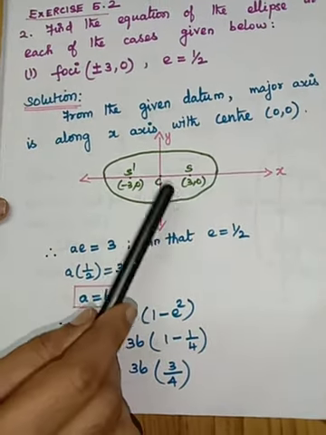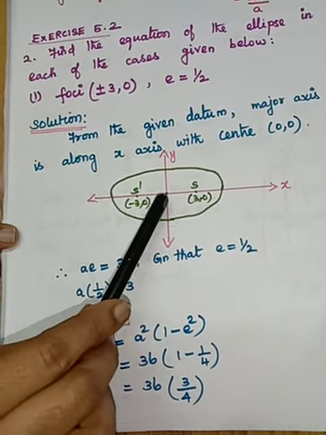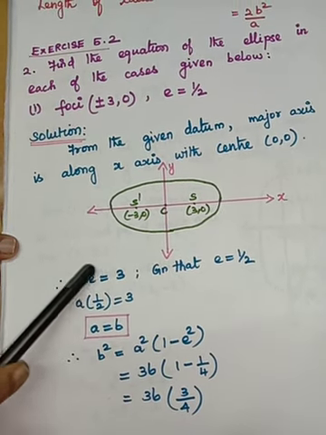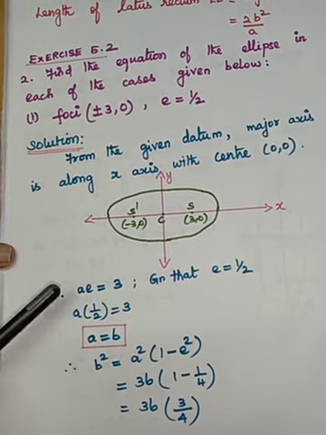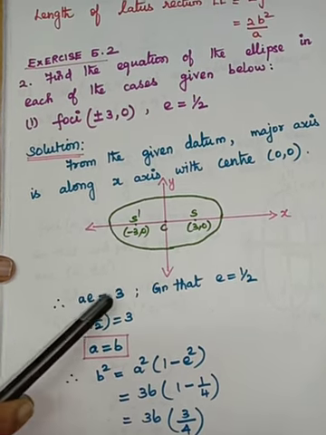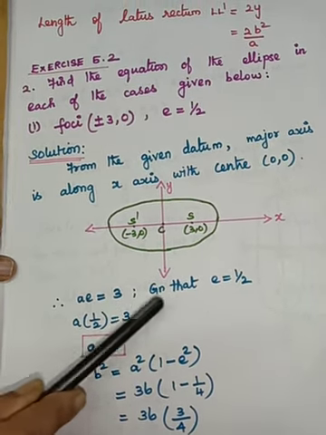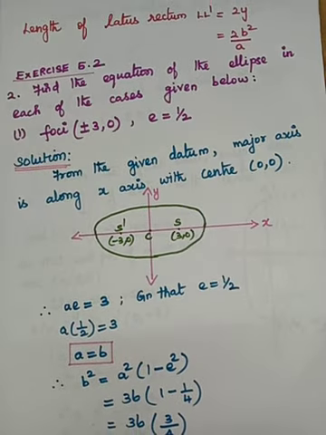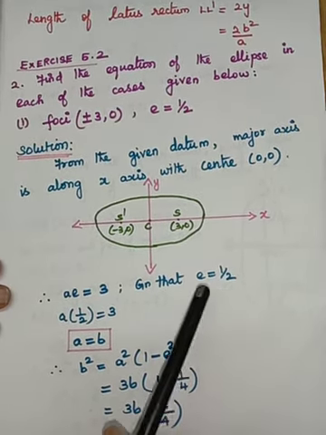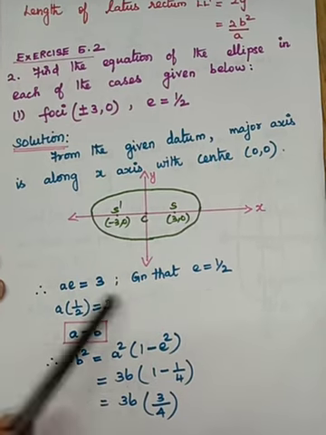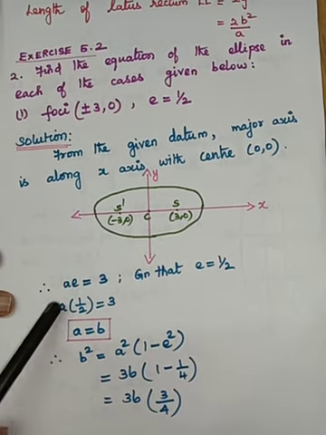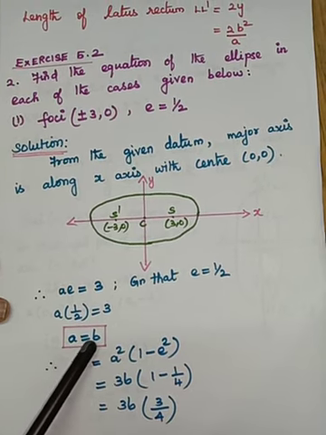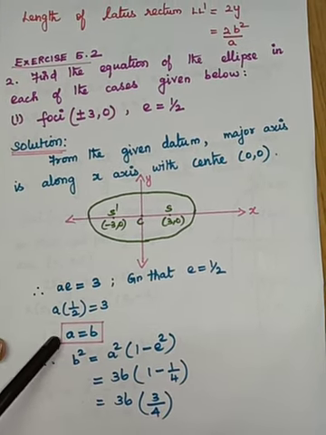See that foci. From the center, the foci distance is ae. In the place of ae, you can write c also. Here I have taken ae. ae is equal to 3. And one more result is given. What is given? e is equal to 1 by 2. So eccentricity is equal to 1 by 2. In the place of e, you substitute 1 by 2. So a into 1 by 2 is equal to 3. a is equal to 6. So we have found a.